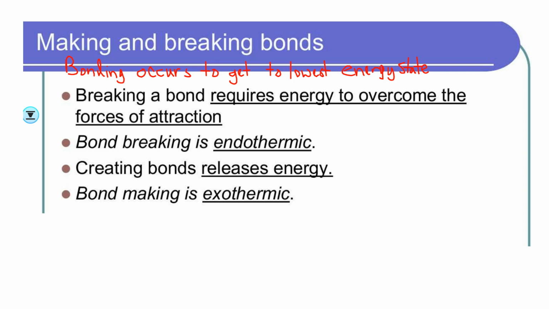All right. So the whole goal of bonding, the reason why bonds form, and this is pretty much the whole driving force of why we study compounds in chemistry, is we're trying to watch how energy exchanges. So bonding occurs to get to the lowest energy state.